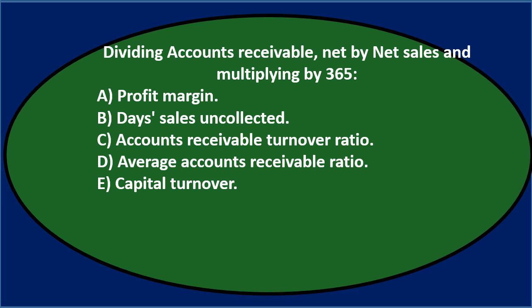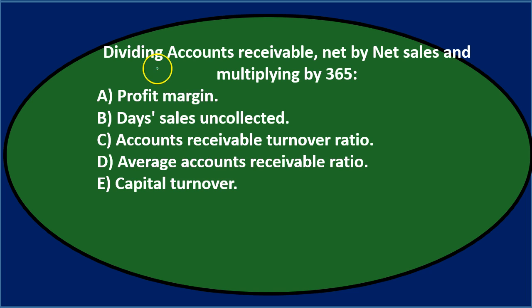First question: dividing accounts receivable net by net sales and multiplying by 365 is either A, profit margin, B, days sales uncollected, C, accounts receivable turnover ratio, D, average accounts receivable ratio, or E, capital turnover. Go through this again using the process of elimination. Dividing accounts receivable net by net sales and multiplying by 365.